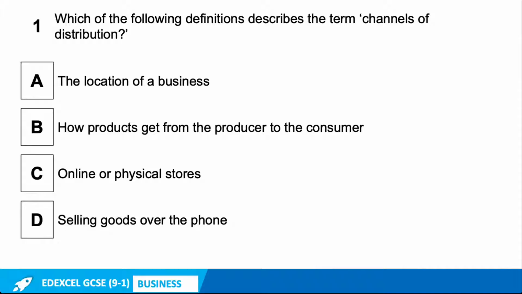Let's have a look at the answer, please, Jim. The answer here is indeed how products get from producer to the consumer. Channels of distribution, how products get from producer to the consumer, rather than location or whether it's online or physical. Well done if you got that right. Remember, if you're watching live, you can join in using the chat window and you can put your answers in there. Just give them a go. Don't worry too much about whether you get them right or wrong.